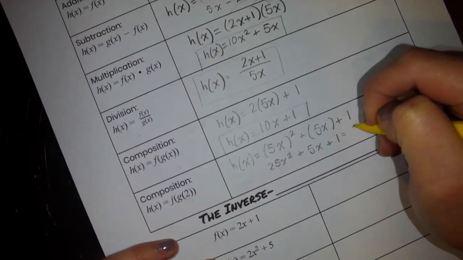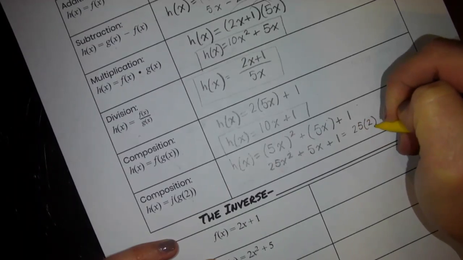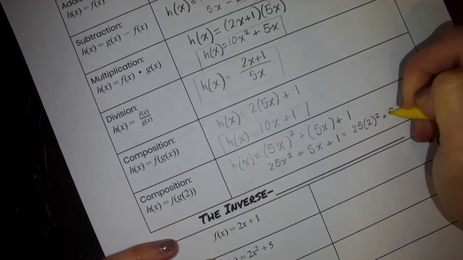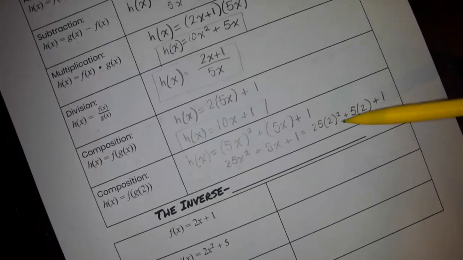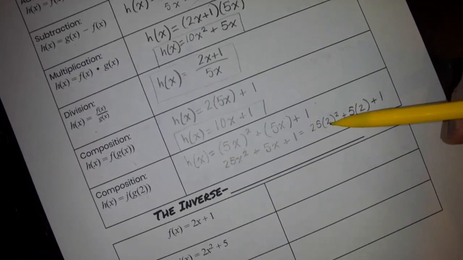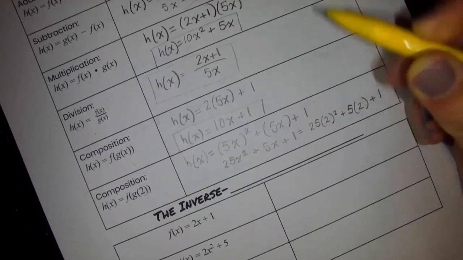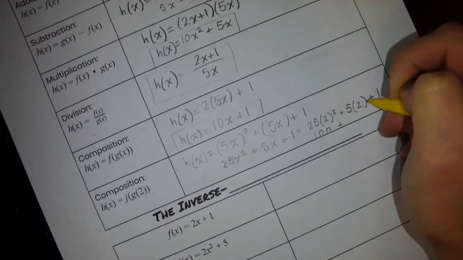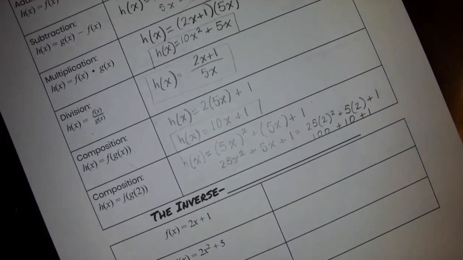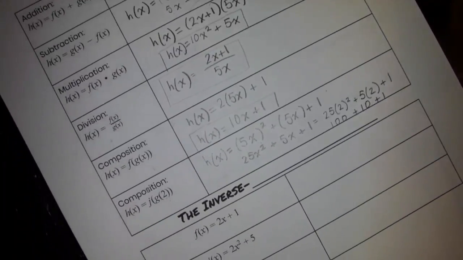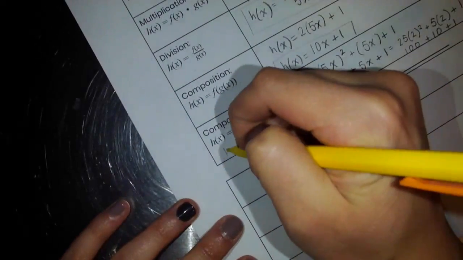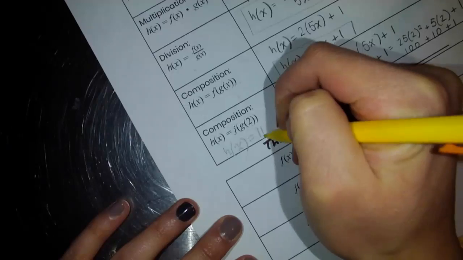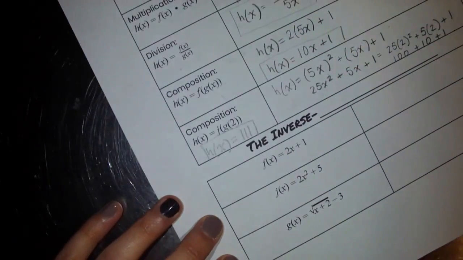So this would be 25 times 2 squared plus 5 times 2 plus 1. Okay, and then order of operations, you would square before you multiply. So 2 squared is 4. 4 times 25 is 100. 5 times 2 is 10, plus 1. So this will come out to be 111. So we have h of x right underneath here. So h of x would equal 111 for your final answer for that one.